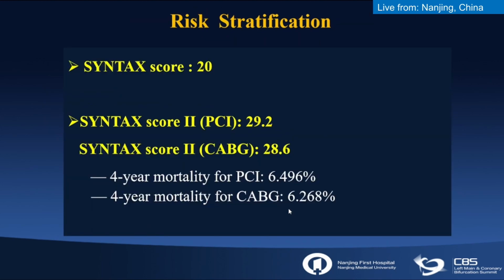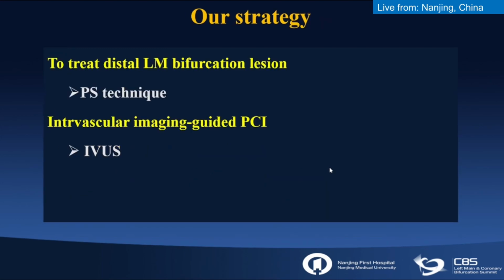Next. In addition, we use the SYNTAX score to evaluate the patient's risk stratification. We see the SYNTAX score is not very high, and PCI and CABG are almost equivalent for this patient. According to the patient's wishes, we eventually chose PCI to treat this patient. Next. Our strategy is according to the definition criteria and ultimate trial result created by Xiaoliang Chen. We choose the provisional stenting technique to treat the patient, with IVUS guidance.